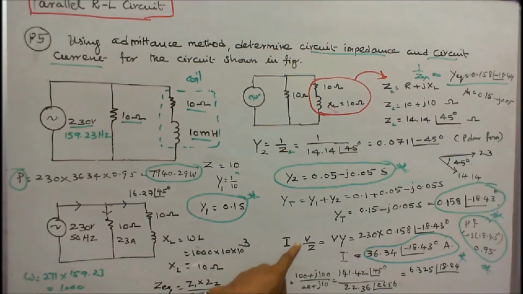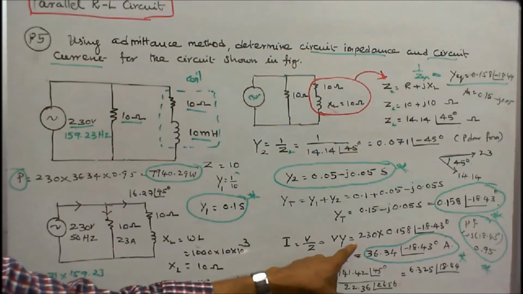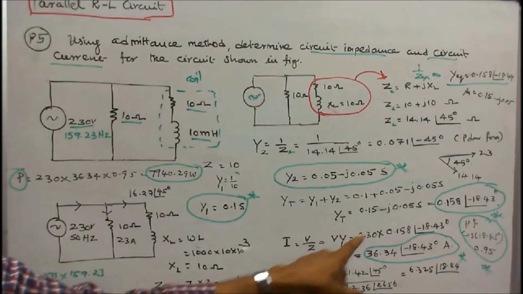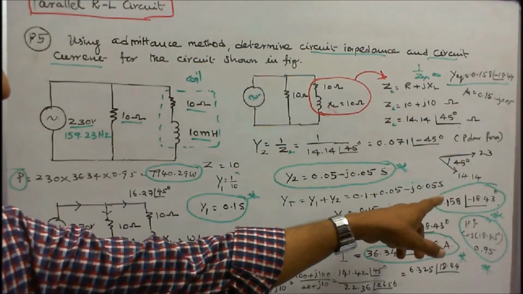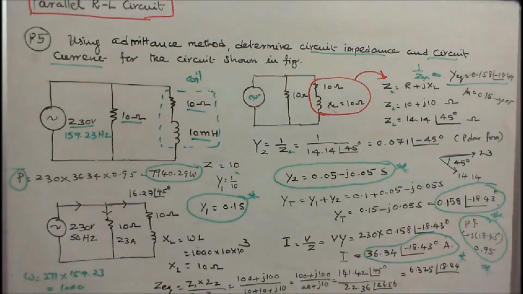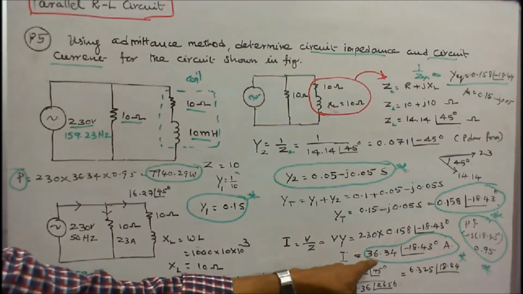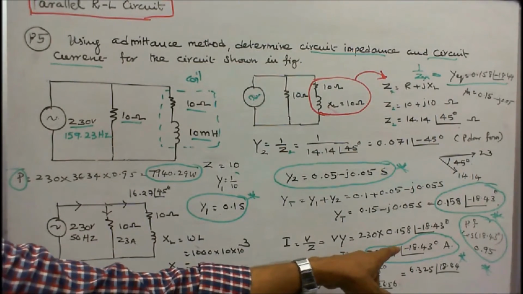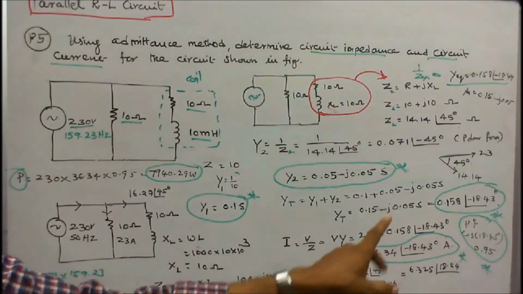Circuit current I is equal to V by Z, that is equal to V into admittance. V is equal to 230, admittance is equal to 0.158 angle minus 18.43. The circuit current is 36.34 angle minus 18.43 degrees in amps.